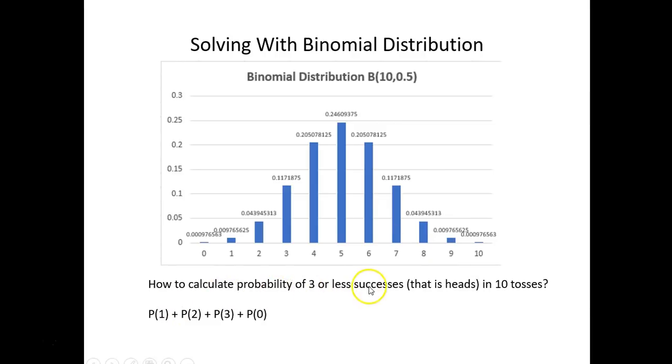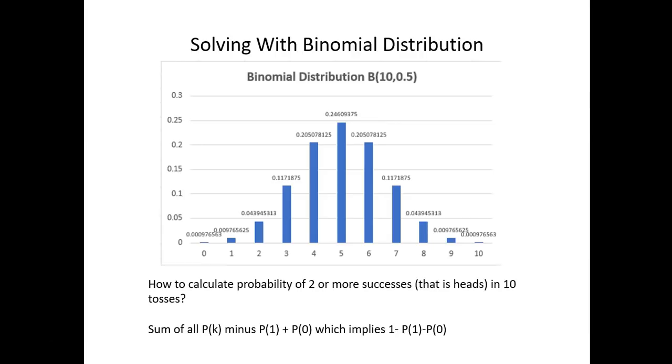How to calculate the probability of 3 or less successes? For 3 or less successes, I know that it is either 3 successes or 2 successes or 1 success or 0 successes. So for that I have to find the sum of this and this and this and this, so basically P0, P1, P2, P3. If I find the sum of these four values, I'll get the probability of 3 or less successes. So that's a theoretical understanding of, if there are 10 coin tosses, what are the chances of 3 or less successes, or what are the chances of 2 or more successes.